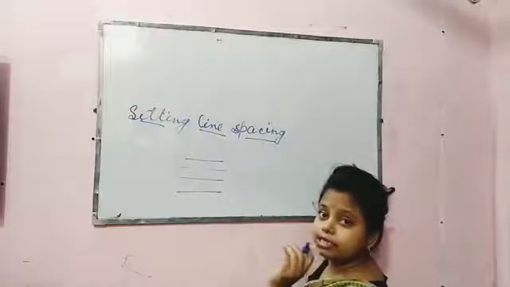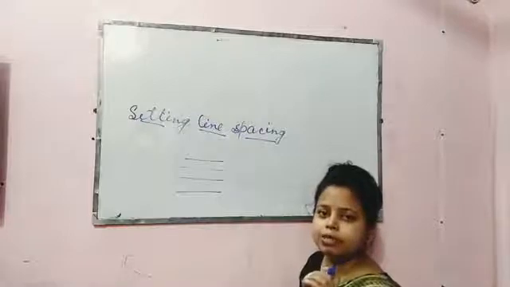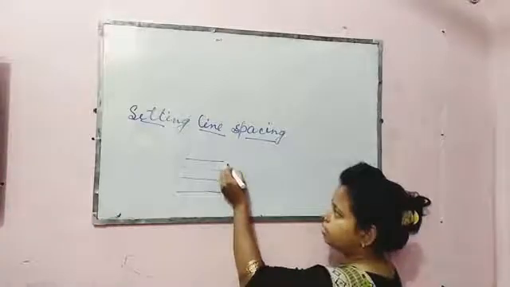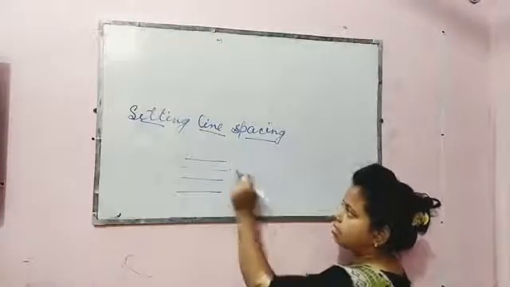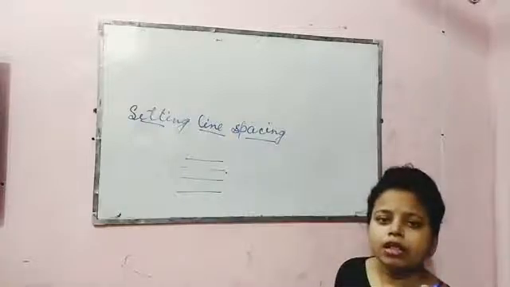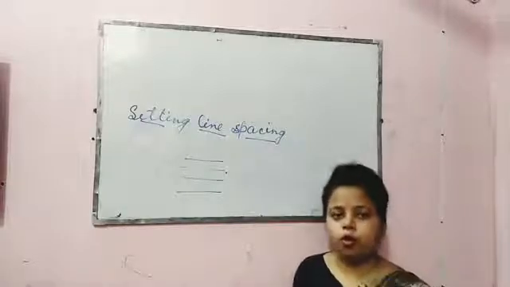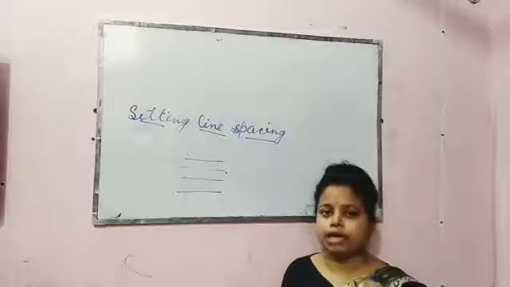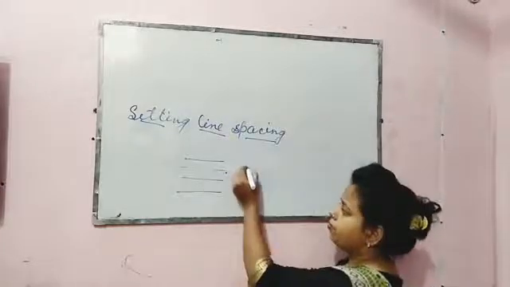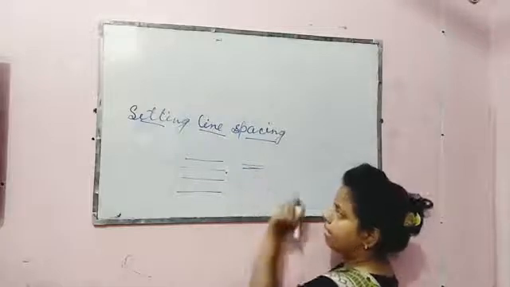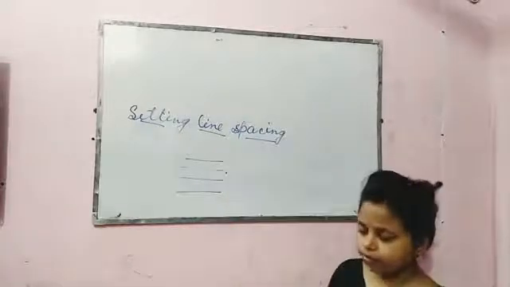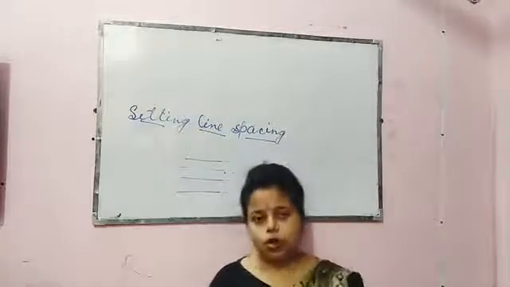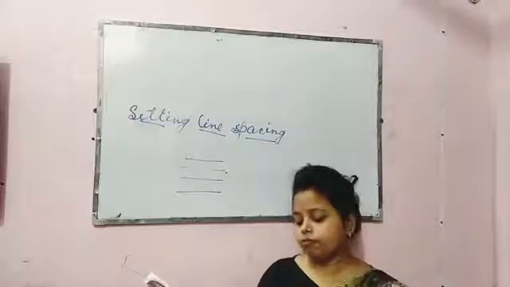The vertical distance between the lines, this is called the line spacing. So this line spacing we can set according to us. Means we can make 2 lines like this. So how will we do this?